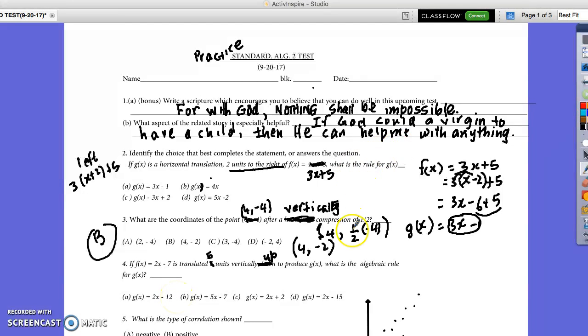Okay, if I had said a horizontal compression, remember compression makes it smaller. Horizontal compression, then I would take a half of the x component. So that would be then 2, -4. Okay, think about compressing something.